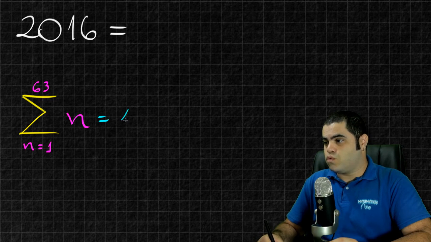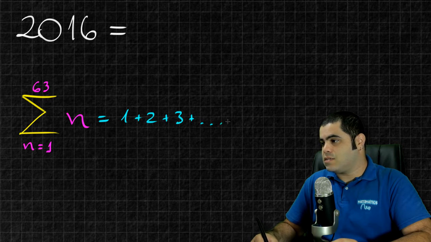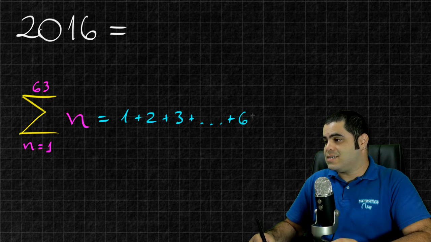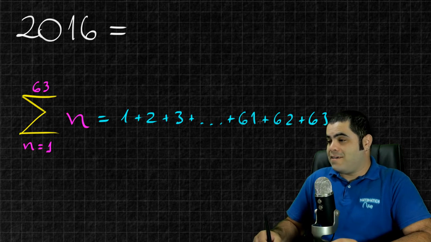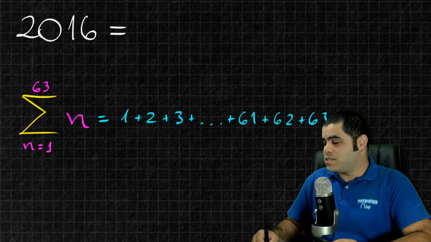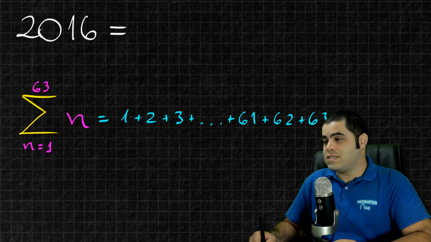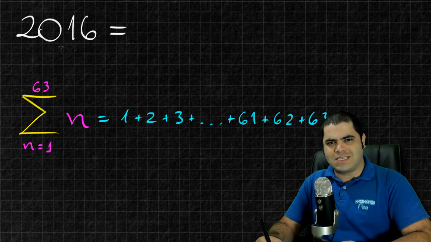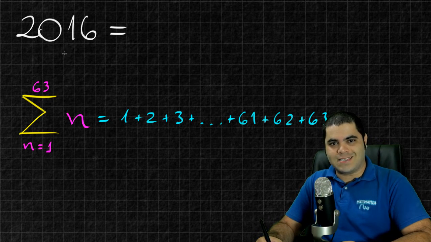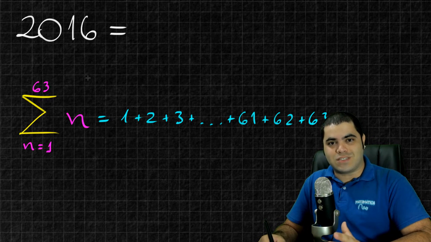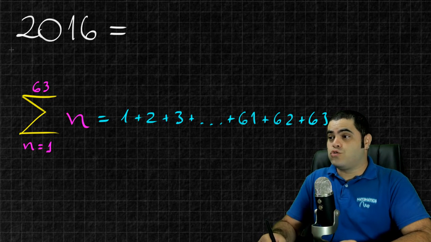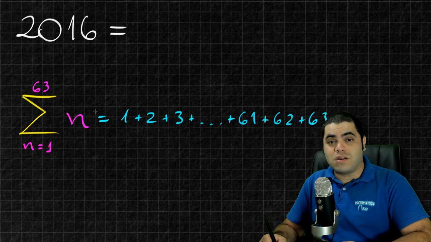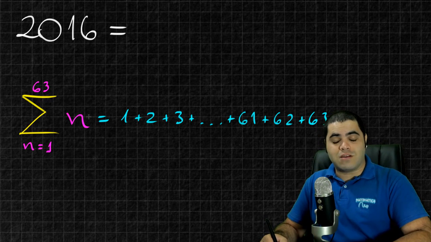So this is equal to 1 plus 2 plus 3 plus ... plus 61 plus 62 plus 63. If I sum up all these consecutive numbers, I will get 2016 as a result. All right? And this is very, very interesting. Why? Because 2016 is a triangular number. Do you know what a triangular number is?